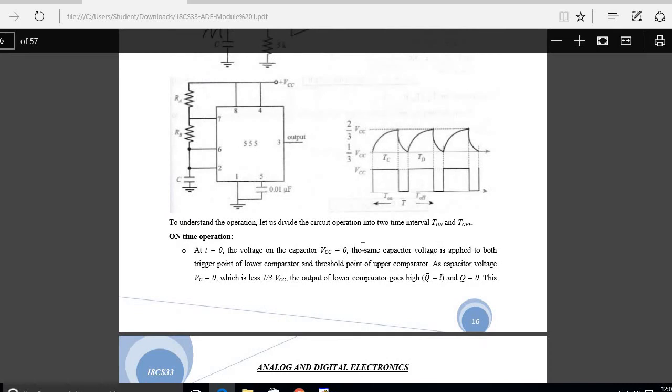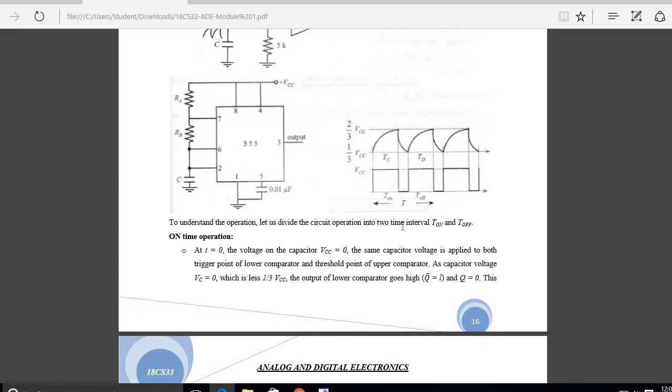To understand the operation, let us divide the circuit operation into two time intervals, T on and T off. I'll divide the circuit operation into two parts: one is T on and one is T off.